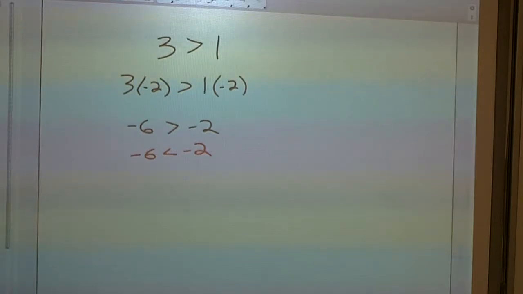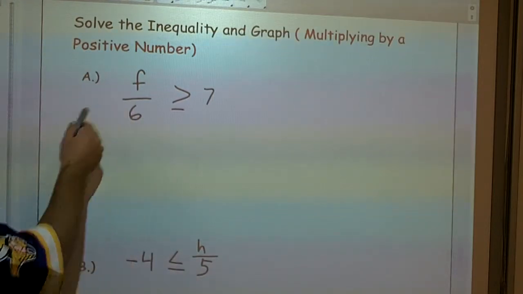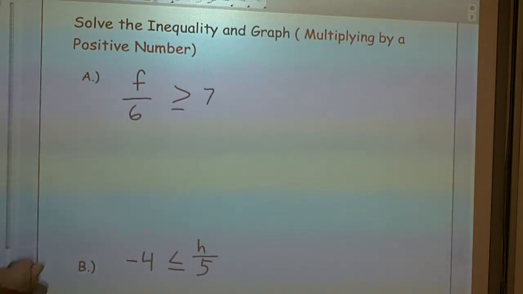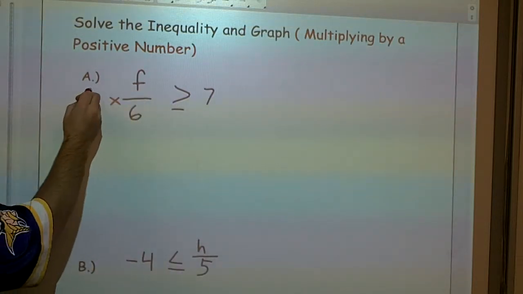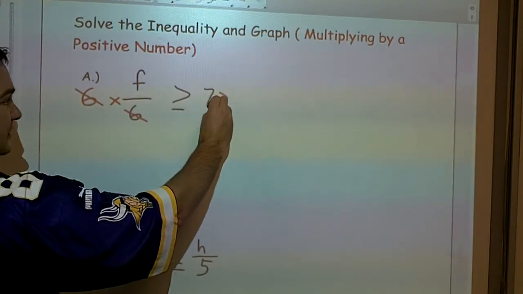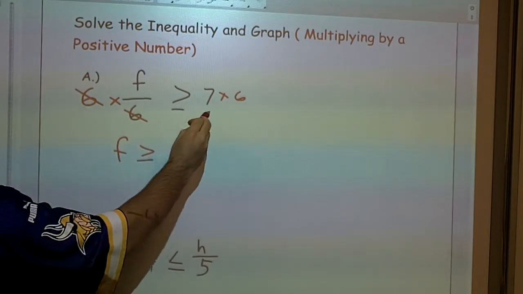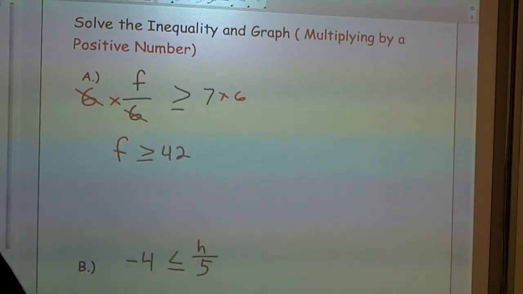So just a really quick example of why this flipping of our signs actually works. But let's just take a look at some examples of how to solve these inequalities and graph them right off the chute. So A, we got some number f divided by 6 is greater than or equal to 7. Again, we solve this. If we wanted to undo a fraction, we would multiply by 6 because fractions are basically just like division problems. So we're going to multiply by 6. We cancel here and here. Multiply this side by 6, and we get f is greater than or equal to 7 times 6, or 42.